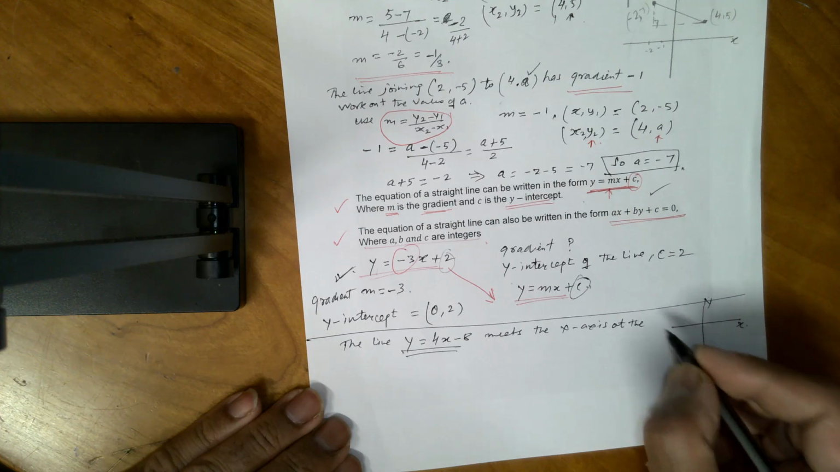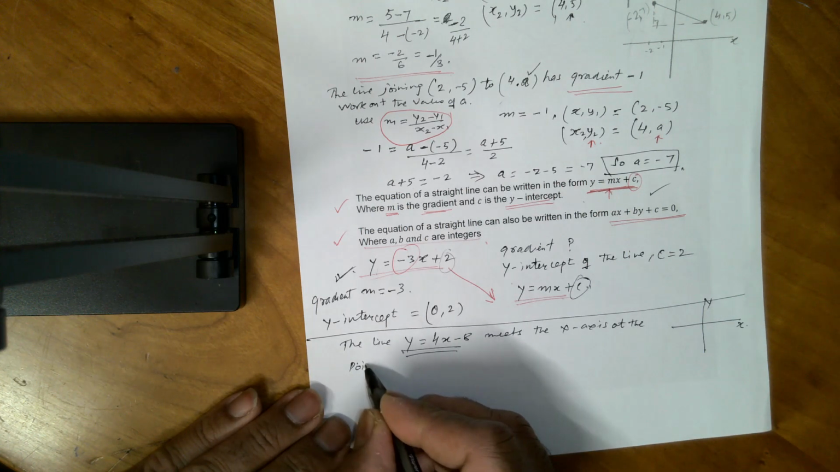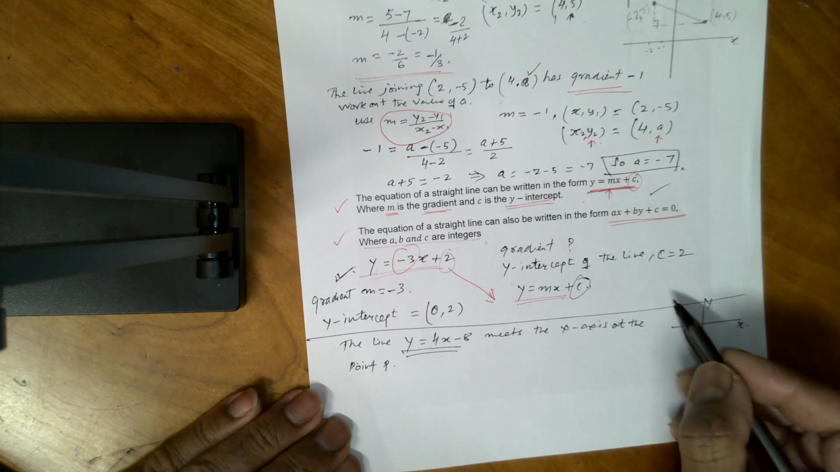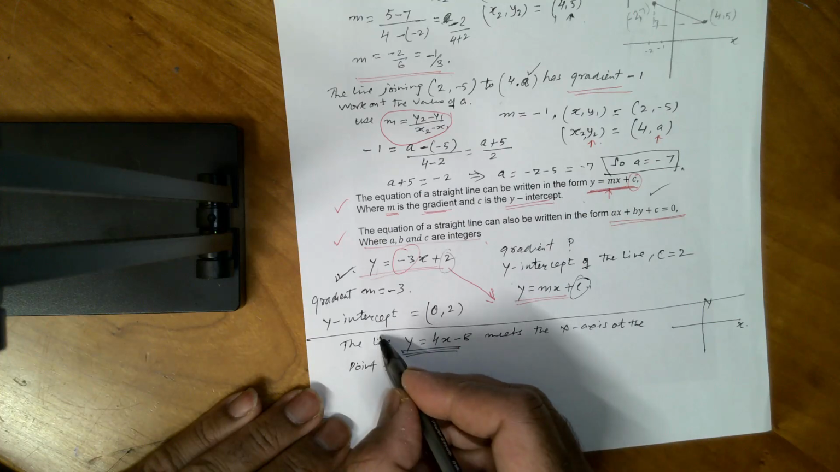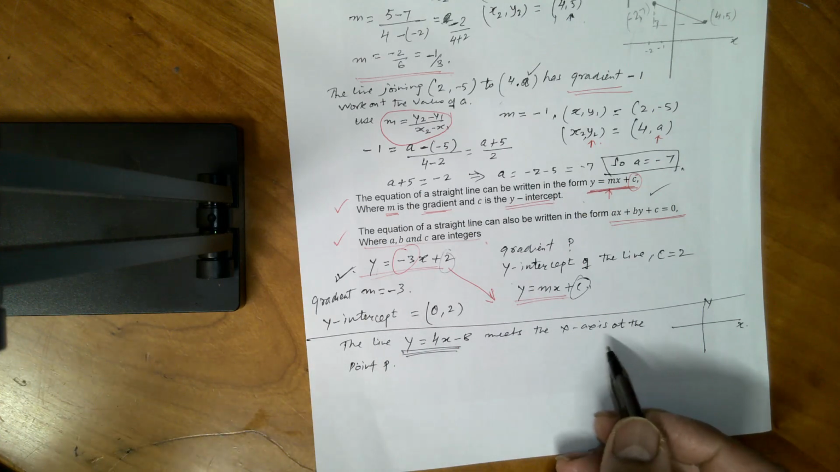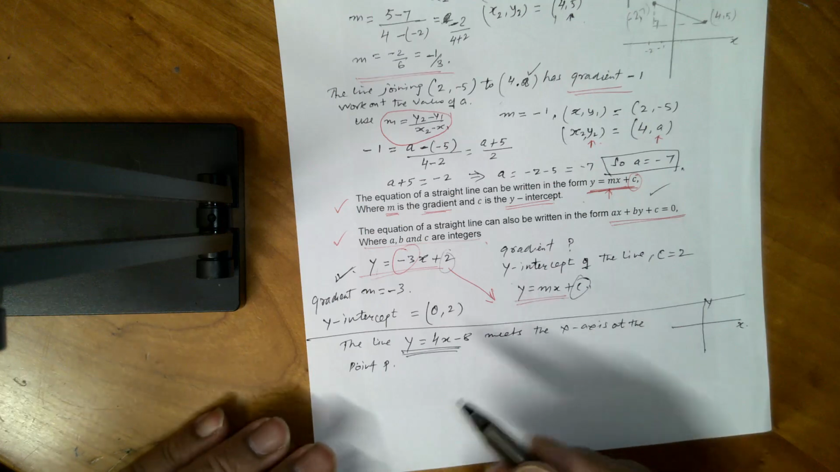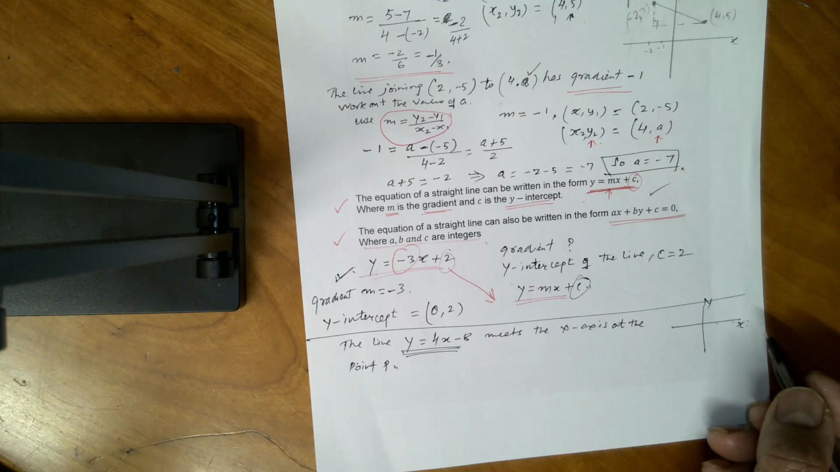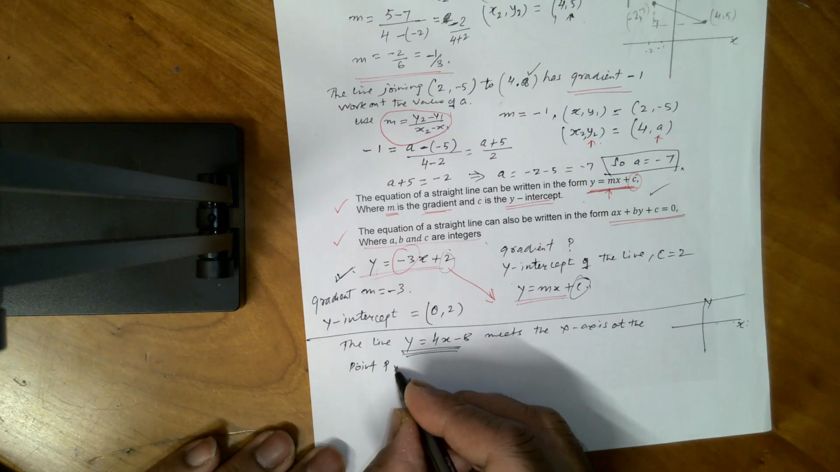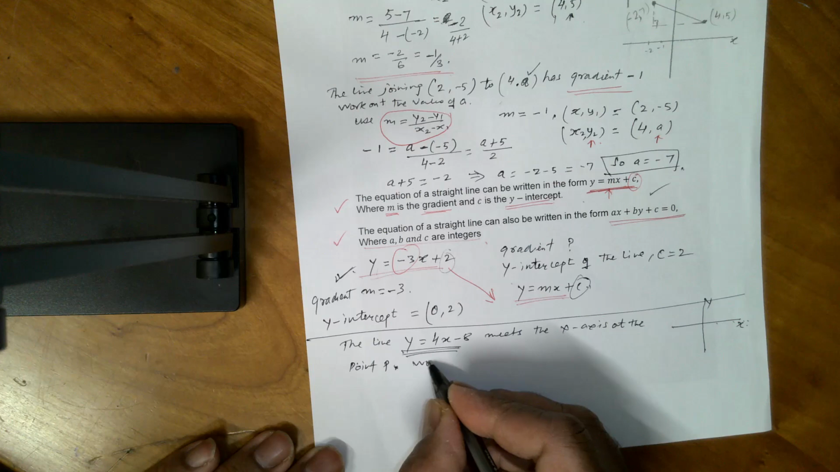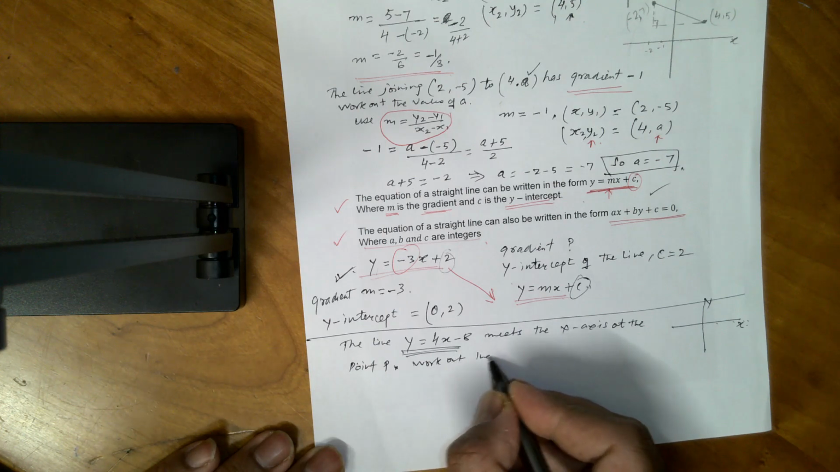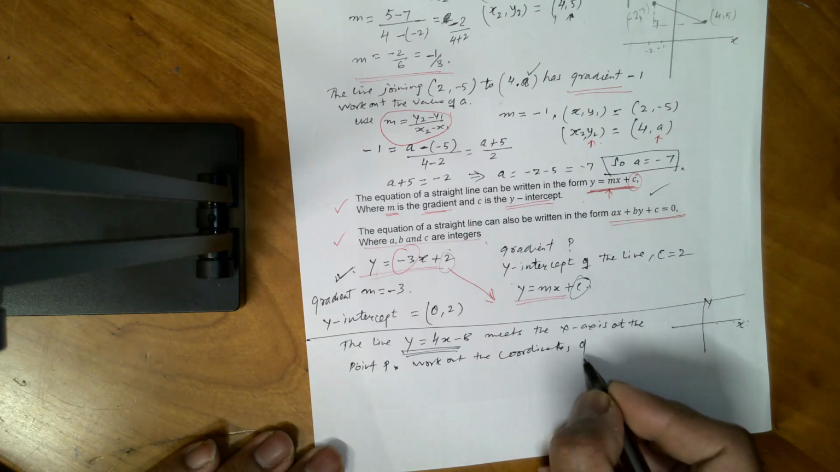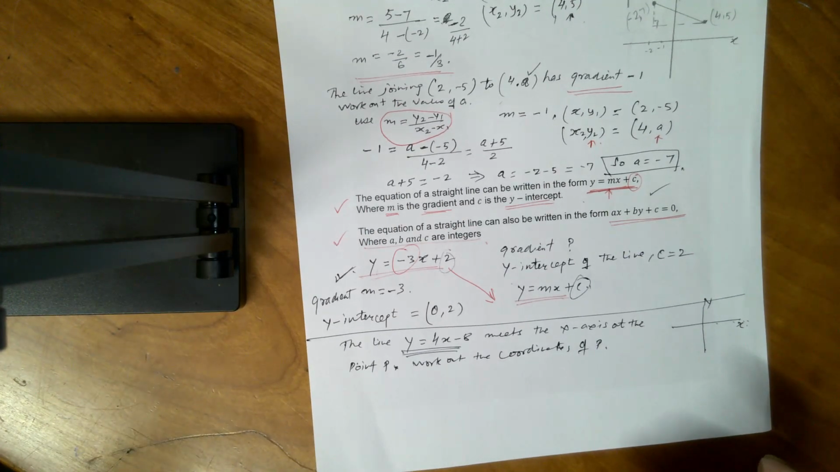So the point is given to you now. It says point P. It could be anywhere on the x-axis, this way or this way, but the line equation is given to you, and it meets the x-axis at the point P. All it's asking you is to work out the coordinates of P. So you need to just tell the coordinates of that.